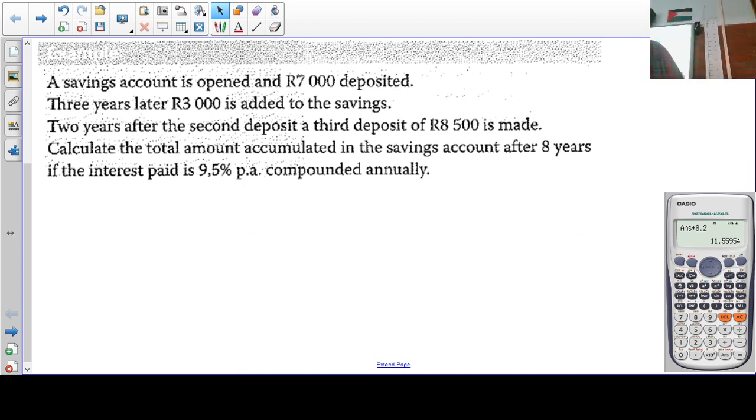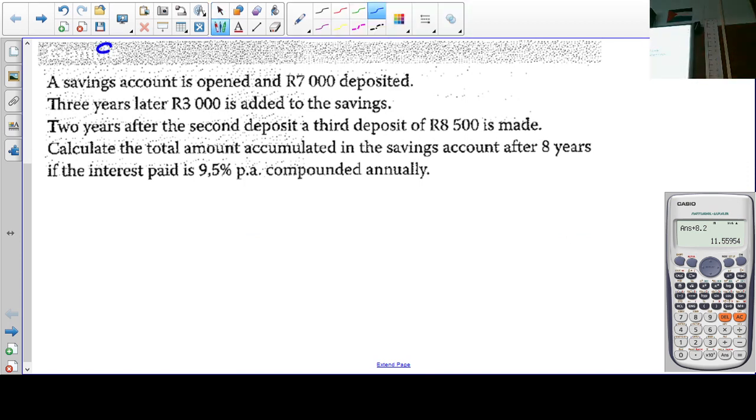Right, this is Example 1 on page 280. We are told the savings account is opened and 7,000 rand is deposited. So we have a timeline. Do we have to draw a timeline? No. However, the timeline helps us with doing the calculations. It just simplifies it for us.